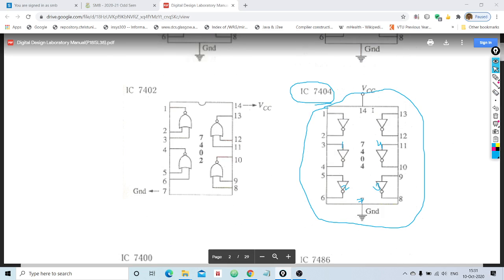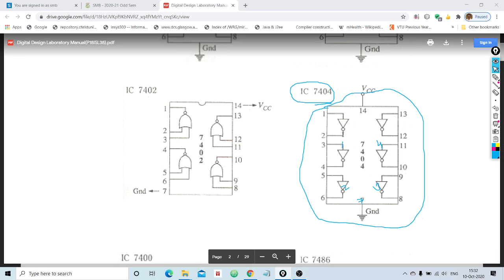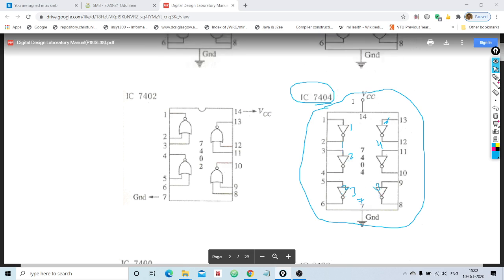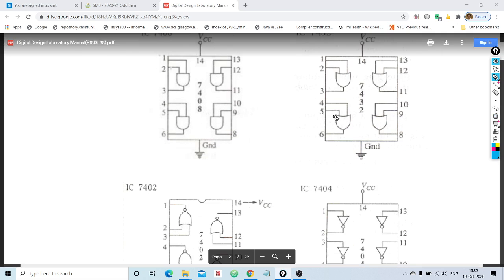So similarly you have to go through all the pin diagrams. This is the pin diagram for a NOT gate. I mean, the difference here it is, again it is a 14 pin IC, but the difference here it is, see, one IC has how many NOT gates? 1, 2, 3, 4, 5, 6. So 6 NOT gates will be there in one IC. So that is the difference that you can give with respect to 7432 or 7408. Like this, you have to go through all the pin diagrams one by one.